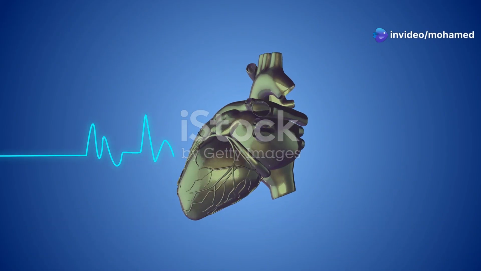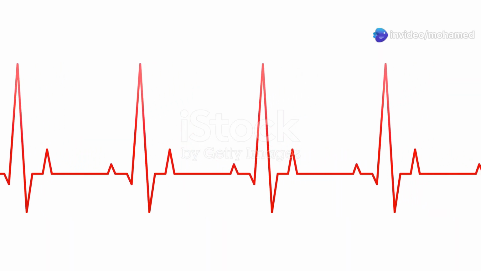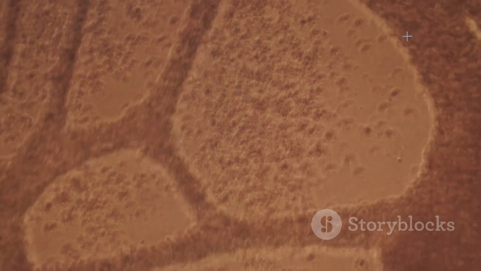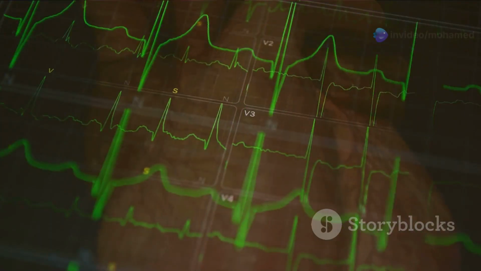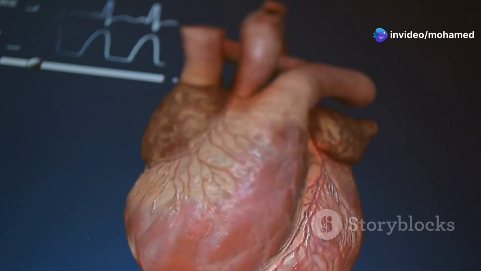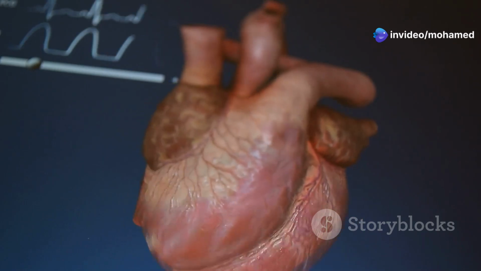The heart has its own electrical system. This system controls the rhythm of our heartbeat. Specialized cells in the heart act like tiny batteries. These cells generate electrical impulses that spread through the heart muscle. This electrical activity causes the heart to contract and pump blood.